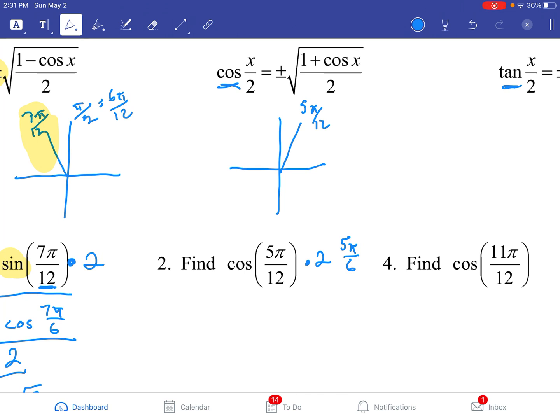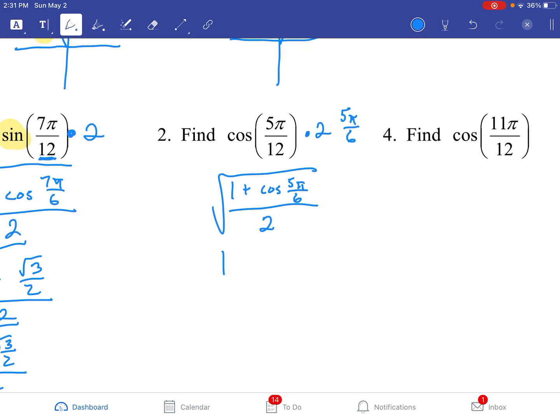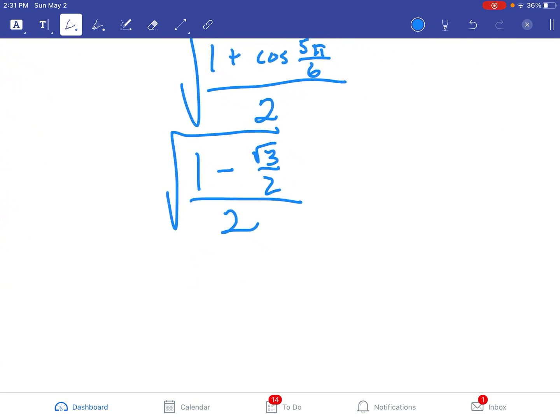Now we're going to use the cosine formula for half angles with 5 pi over 6. So we have 1 plus the cosine of 5 pi over 6 divided by 2 with a big square root over the whole thing. The cosine of 5 pi over 6 on your unit circle is the x term, which is negative root 3 over 2. So we have 1, this time, since it's going to be negative, minus square root of 3 over 2, divided by 2 with a big square root sign.